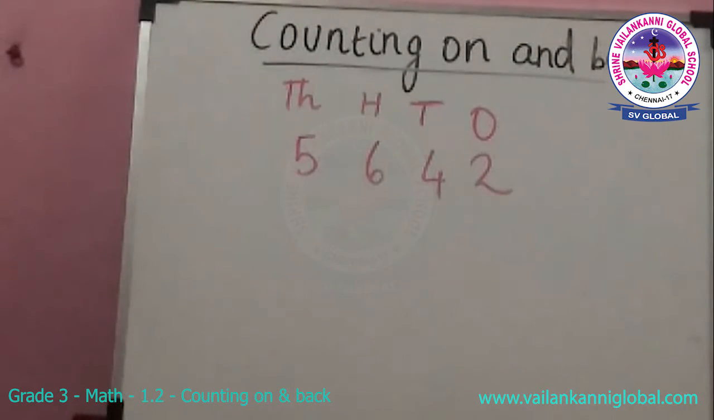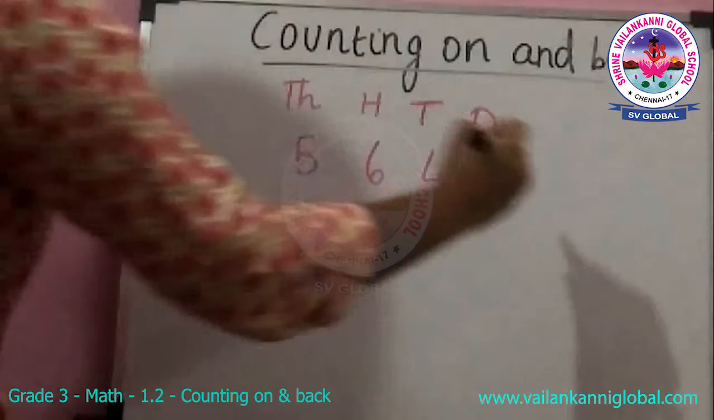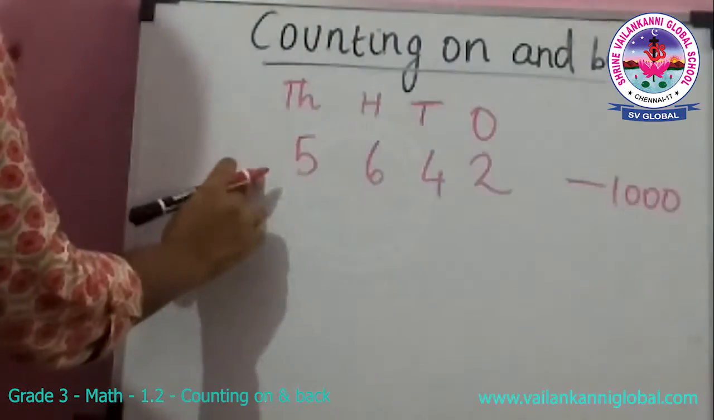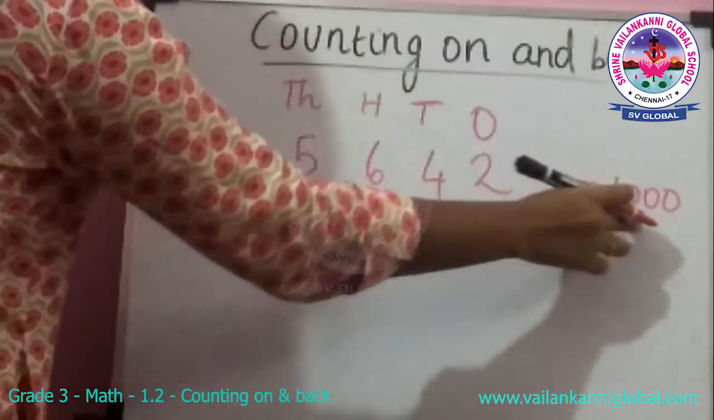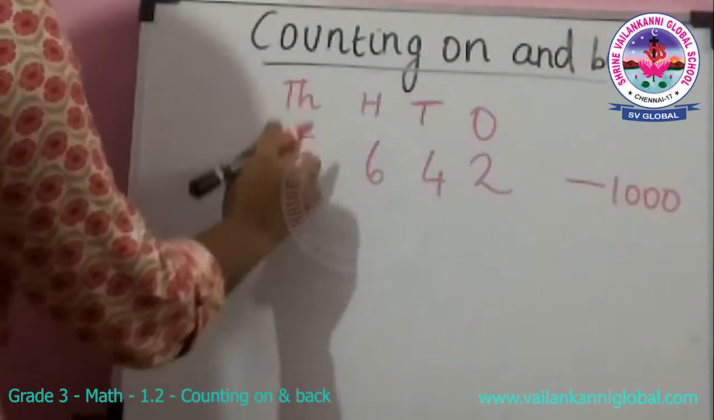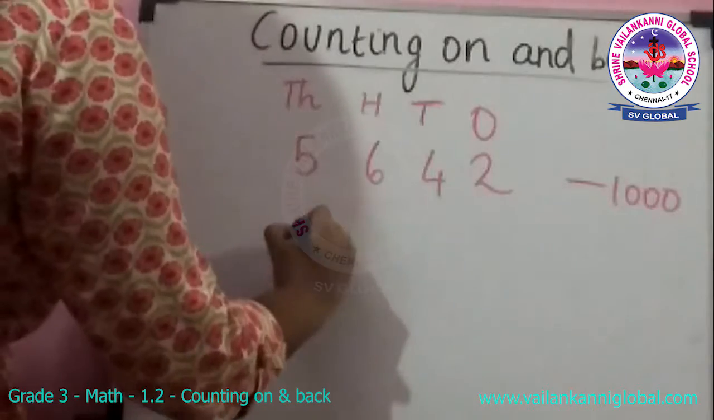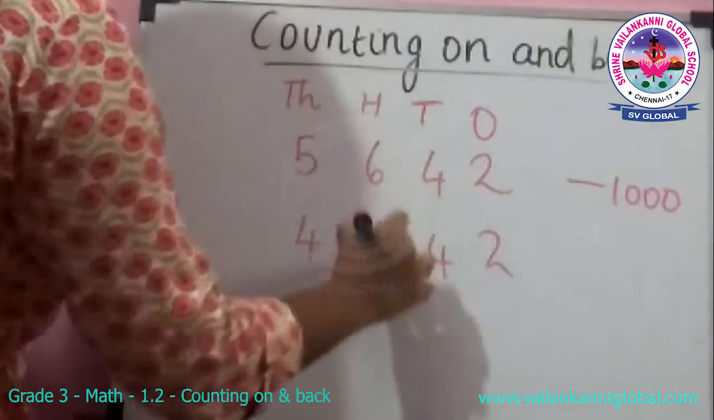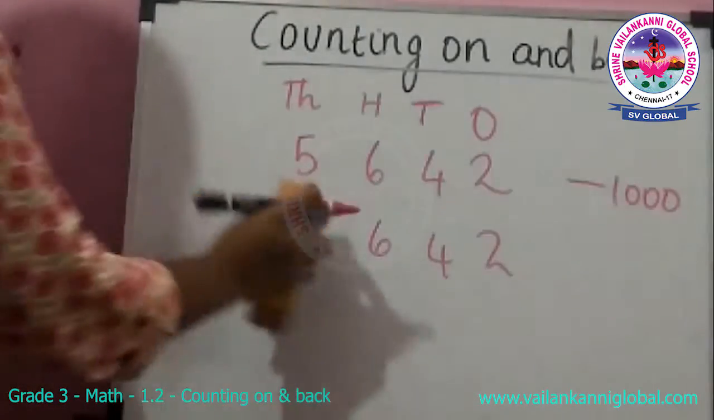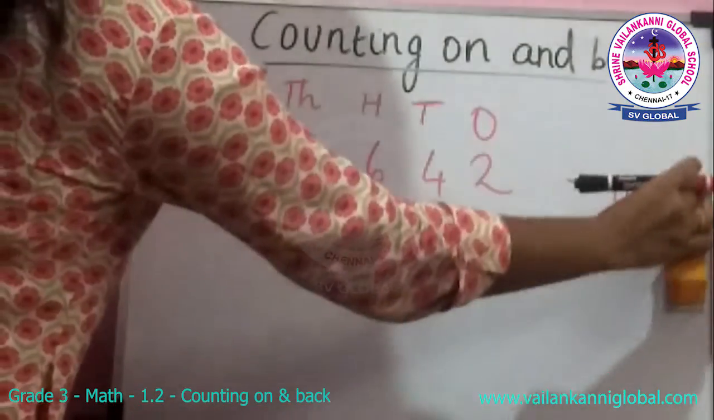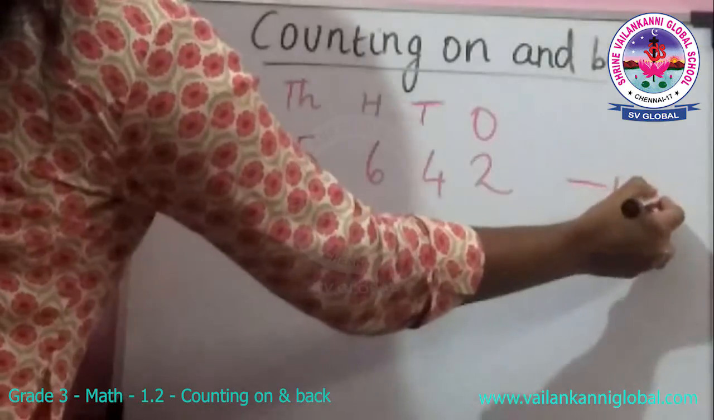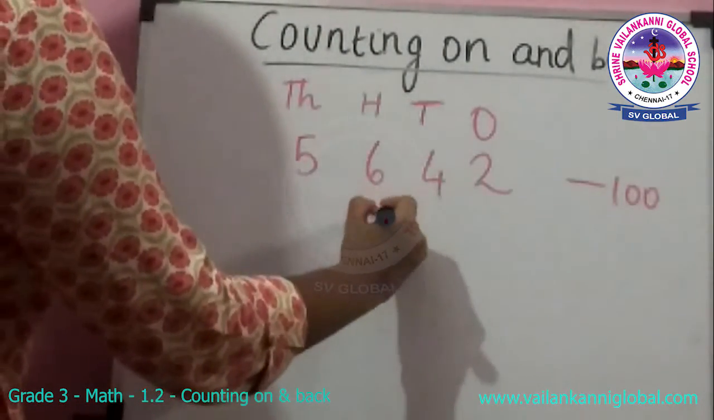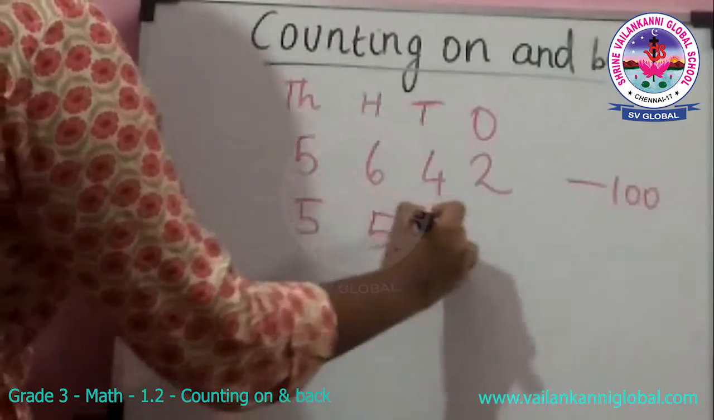Similarly, if you want to subtract 1000, only the 1000 place will change. Where is 1000? Here. You are subtracting 1000. So what will happen? 5 minus 1 will be 4. 4642. The rest will be the same. If you want to subtract 100, where is 100? Here. So 6 minus 1 will be 5. The rest will be the same.